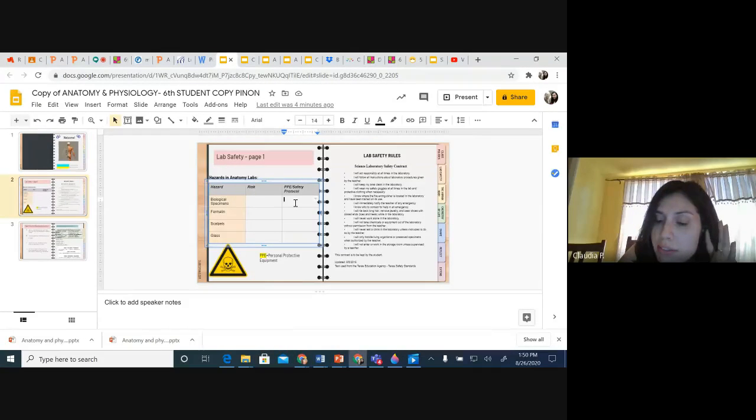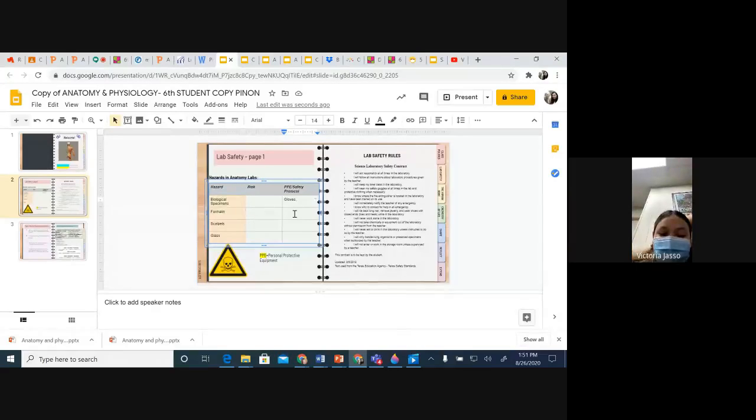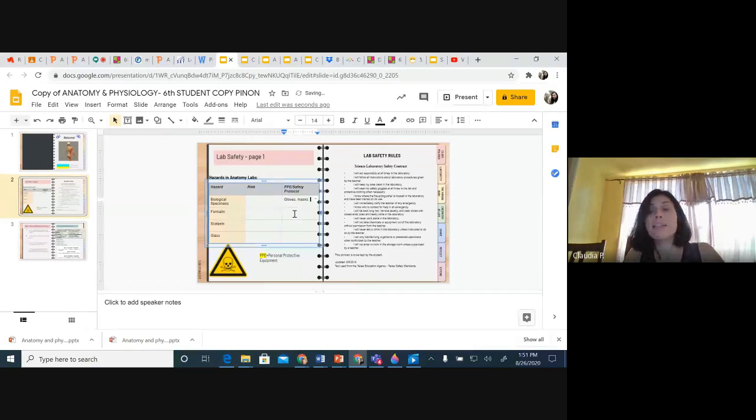I came up with gloves. Very good. Yep, you want to wear gloves when you're handling someone else's urine, someone else's feces, vomit. What about you, Victoria? What else did you get? I put the mask and wearing goggles. Excellent. Masks, definitely you want to protect your mouth, your nose.